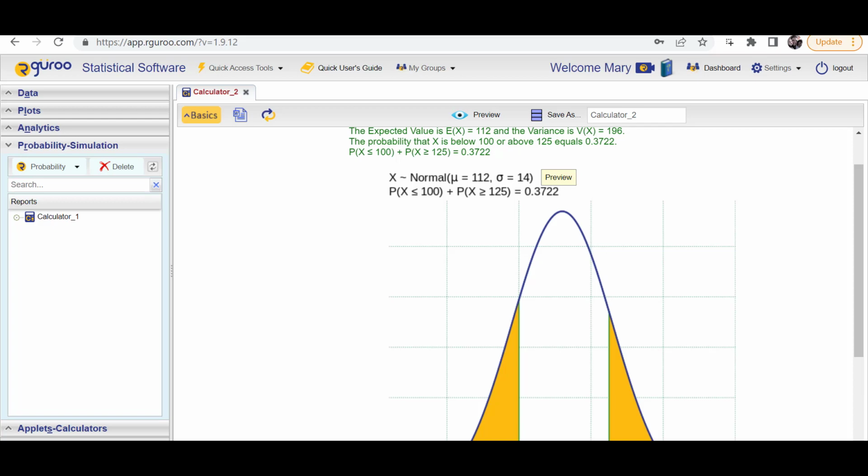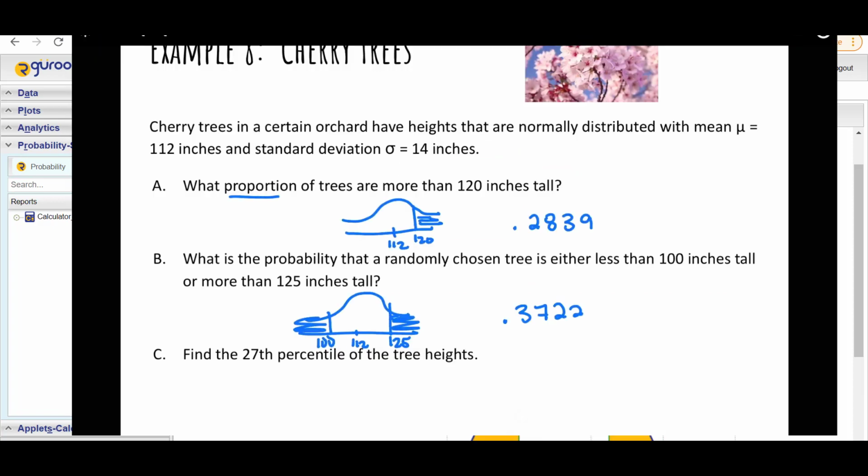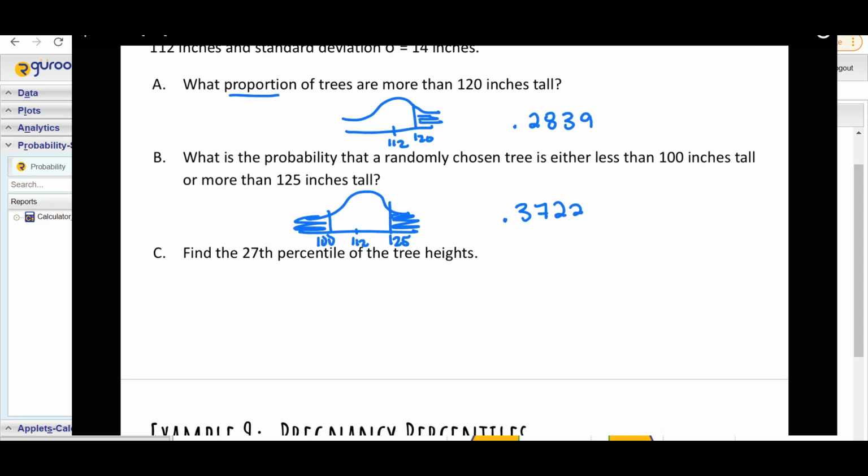Okay, so now moving back to the new type of question. It says, find the 27th percentile of the tree heights. So percentile is like a quartile, although quartiles, again, are specifically 25, 50, and 75%.